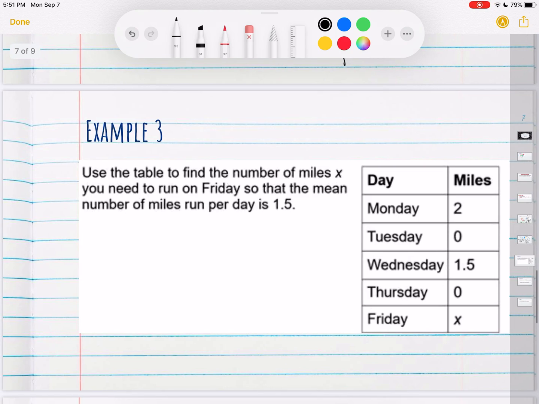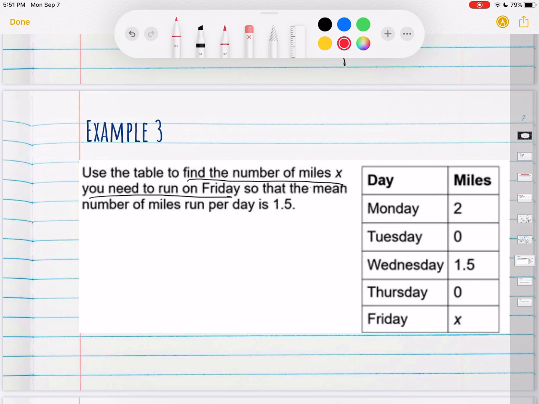Okay, let's end this video with a word problem. Use the table to find the number of miles X you need to run on Friday so that the mean number of miles run per day is 1.5. Well, the question that I need to answer is I need to find the number of miles X I need to run on Friday.